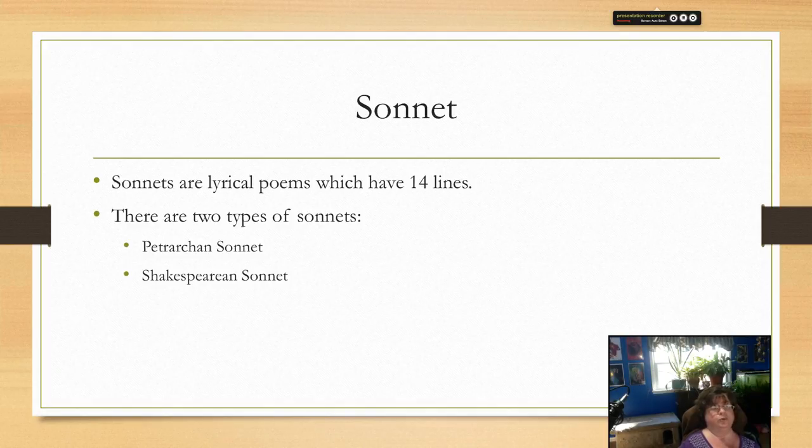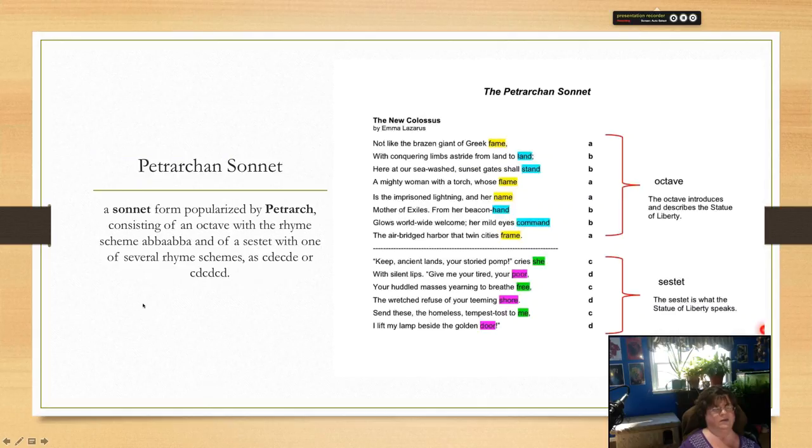One is the Petrarchian sonnet, named after Petrarch, and the other is the Shakespearean sonnet, named after Shakespeare. The Petrarchian sonnet consists of an octave with the rhyme scheme A B B A A B B A and a sestet with one of several rhyme schemes.